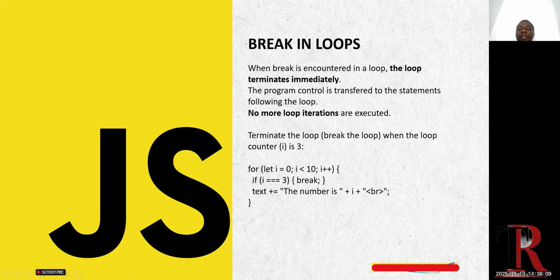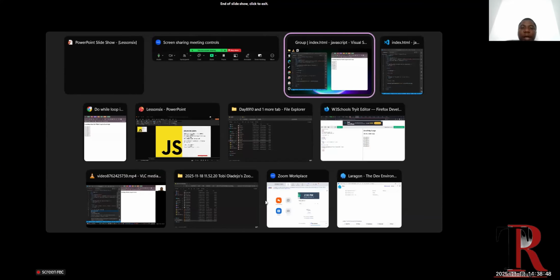So even if you have a long list of conditions to run and show as an output or result, it will stop once the break statement is hit in the loop. Terminate the loop, break the loop when the loop counter is 3. This is an example. This example is saying that if i is equal to 3, this code should break. Let's take a look at this inside our code editor and see the output, so that we will see how break actually works in our loop.